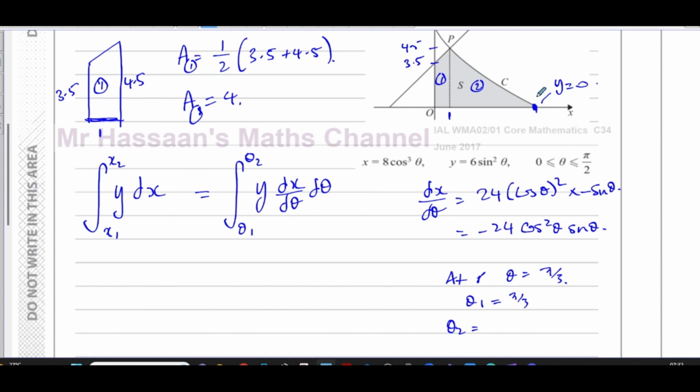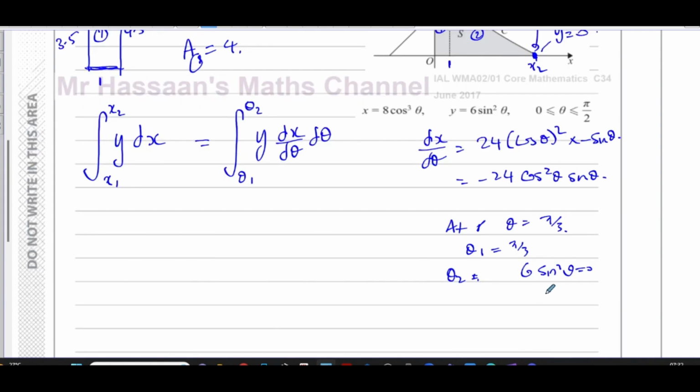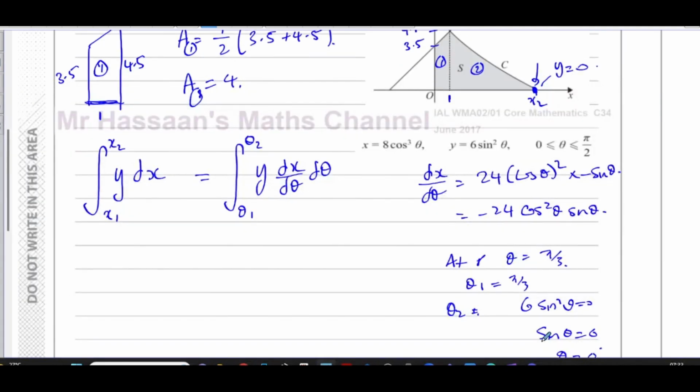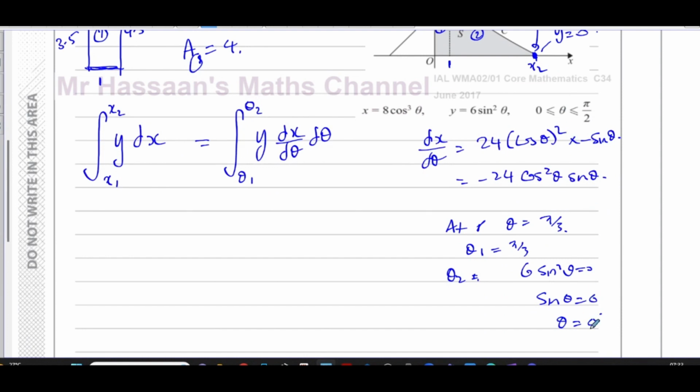This is x2. We want to find it in terms of theta. So this is when y is equal to 0. So we're going to say that 6 sine squared theta equals 0. So we end up with sine theta equals 0, because we divide by 6 and then take the square root, which is 0. So theta is equal to 0, because our values are only between 0 and pi over 2. That's the only place where sine theta is equal to 0. So this is 0 radians, not degrees. So theta 2 is going to be equal to 0.